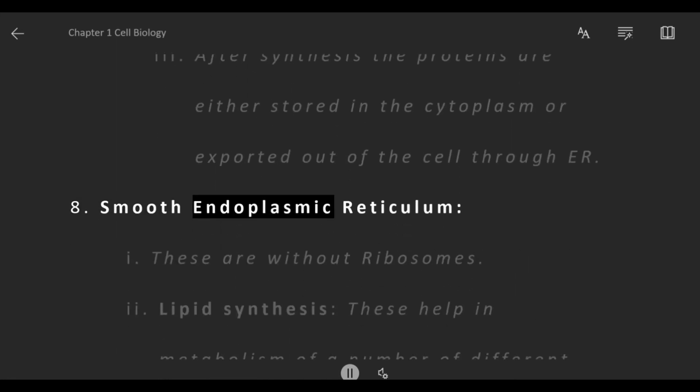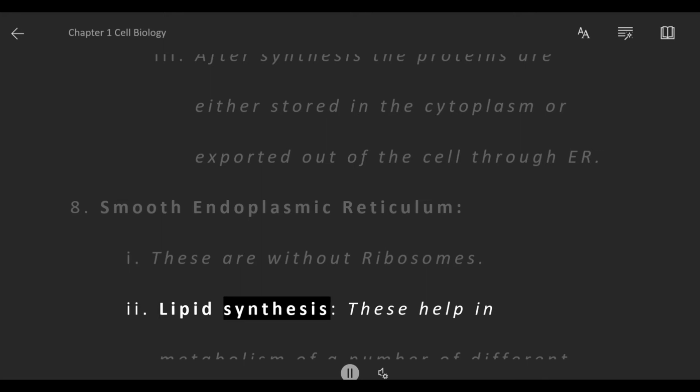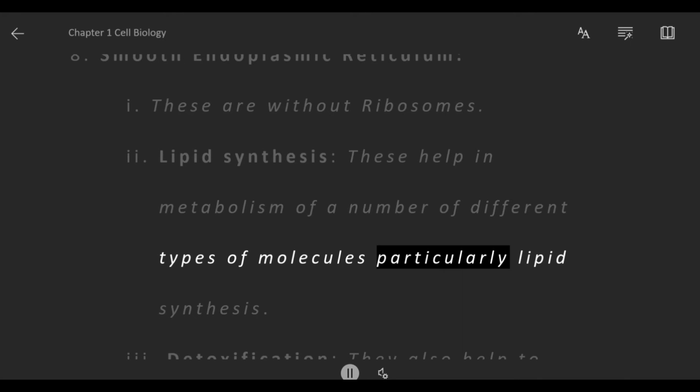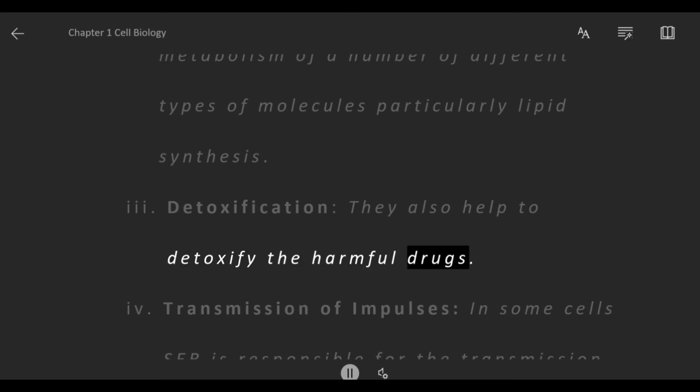8. Smooth endoplasmic reticulum. 1. These are without ribosomes. 2. Lipid synthesis. These help in metabolism of a number of different types of molecules, particularly lipid synthesis. 3. Detoxification. They also help to detoxify harmful drugs.